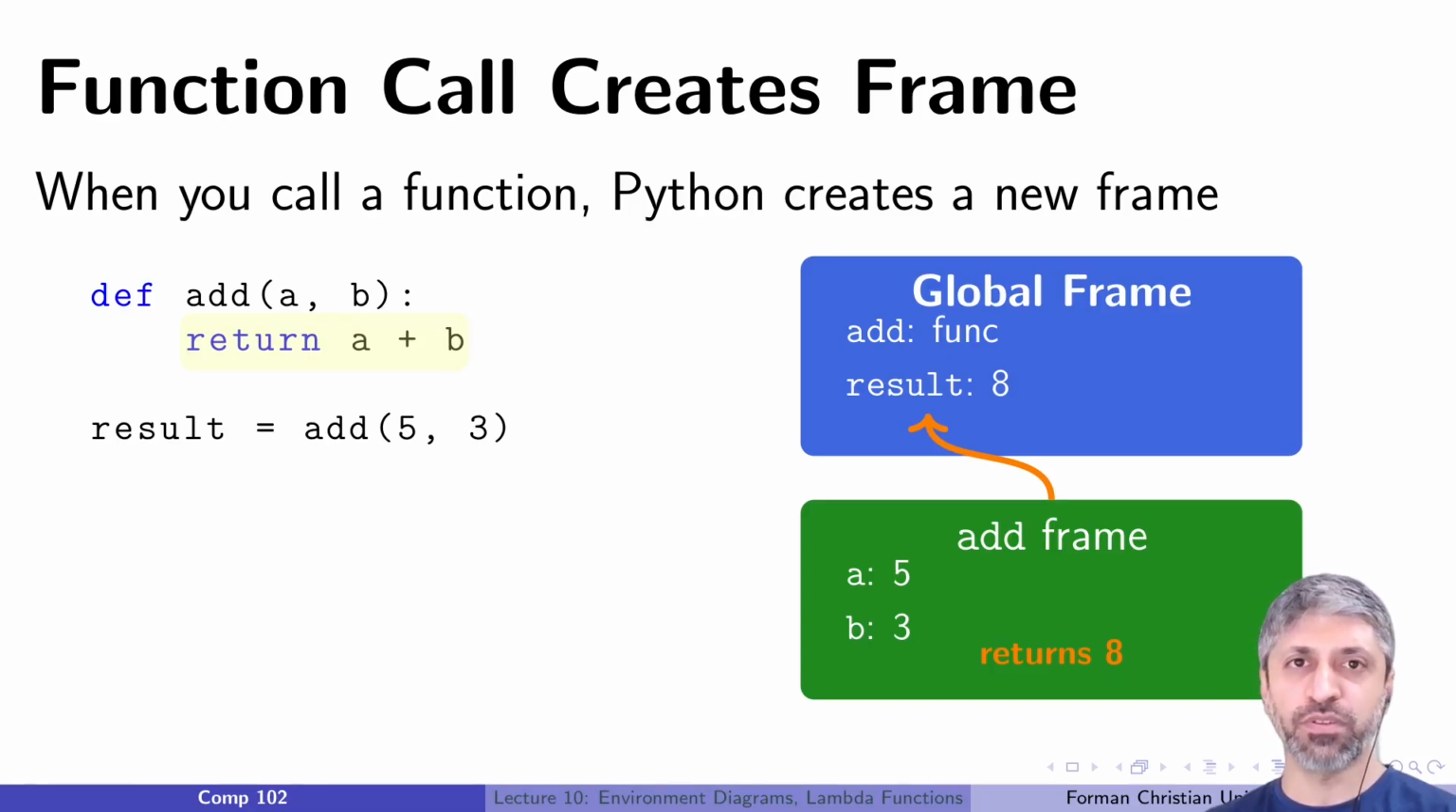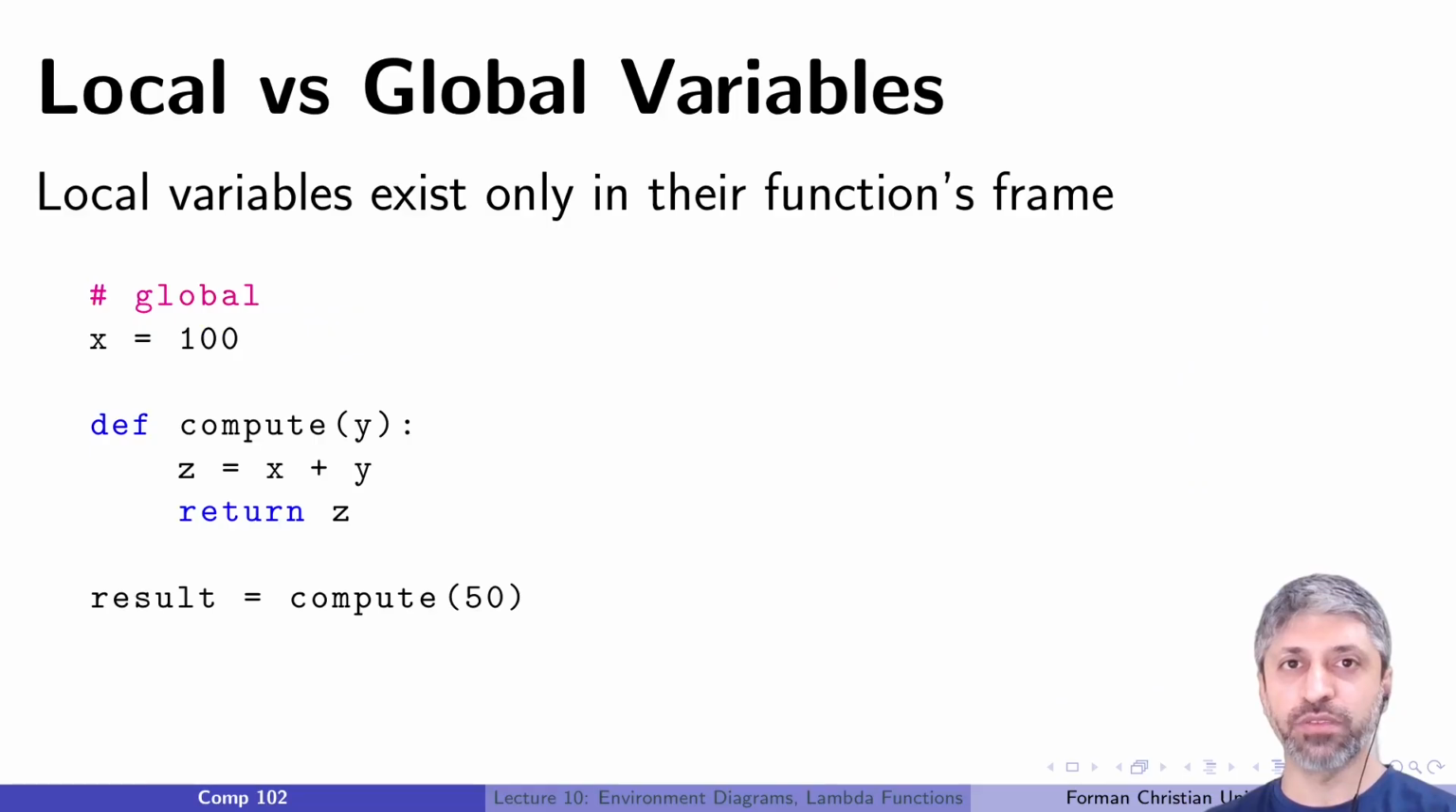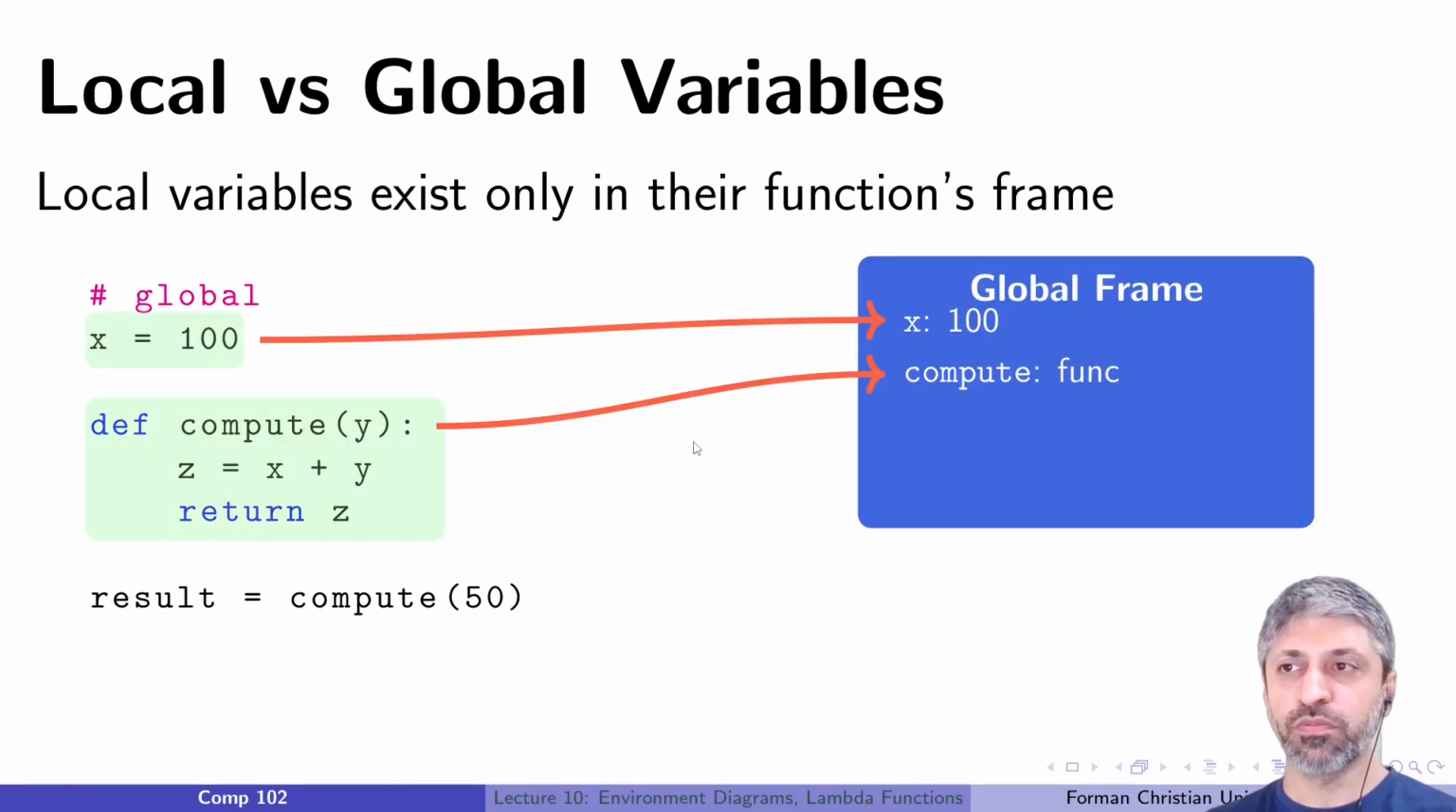Basically, as soon as you return from the function, Python is going to destroy the frame right away. So now let's talk about something really important here. Local variables exist only in their function frame, but we have a global variable which is x, as you can see in this case. So when you run this code, the global frame will be created and the variable x will be created with the value 100 inside the frame, and also the function name, which is contained in the variable called compute, will be created inside that. So compute is essentially a variable that points to a function.